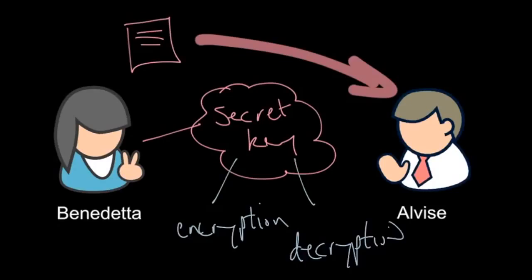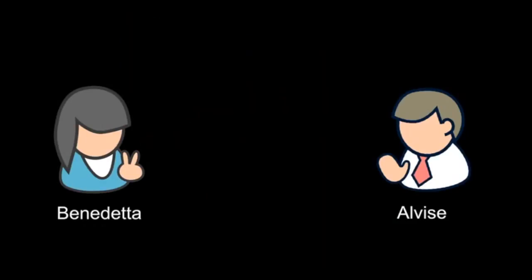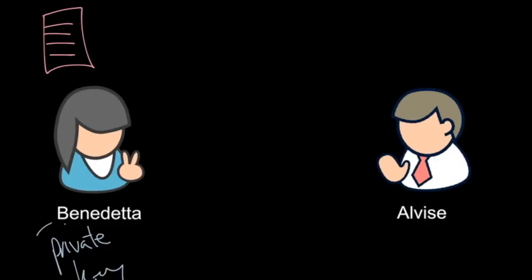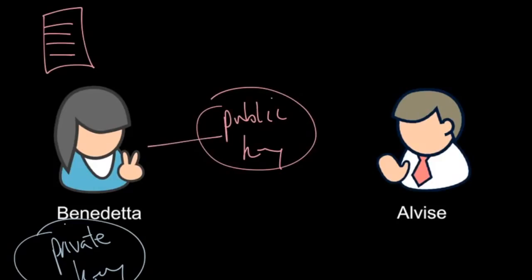So this worked fine up until maybe the mid-1990s, and then asymmetric encryption came along. And this is the idea of public keys. So Benedetta and Alvise, Benedetta is still sending her message, and she encrypts it and sends it to Alvise, but to stop people from working out the secret key. And so Benedetta knows her private key, but she shares her public key with Alvise.